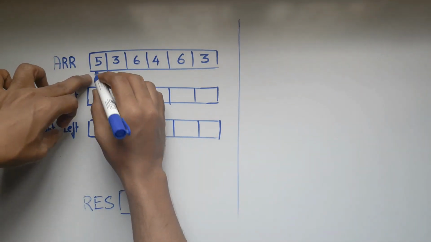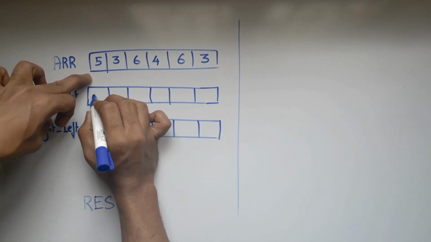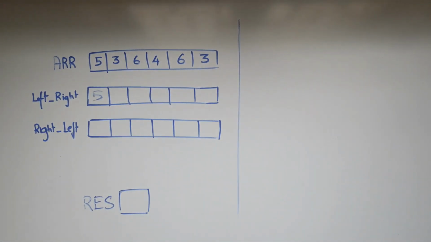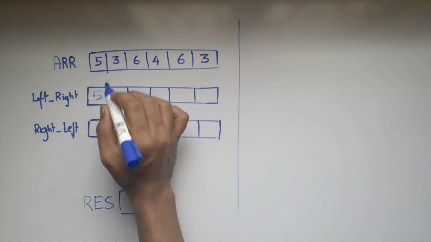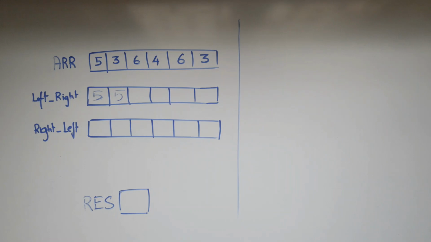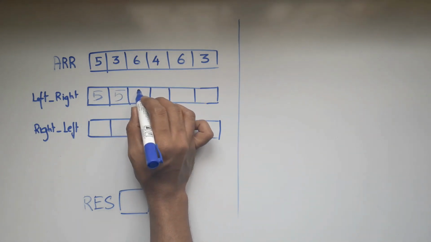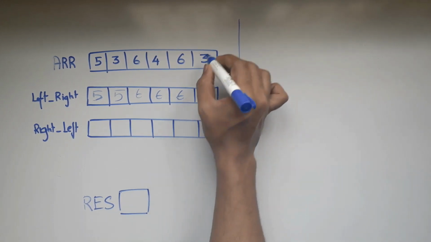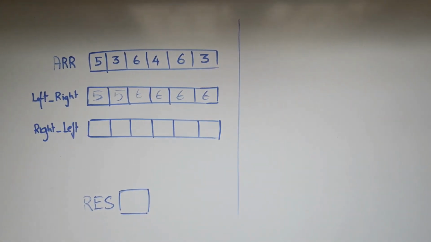So first case, in our first element, what is our largest element? Our largest element was 5. Now we can compare only with 5. Now in this case, 5 and 3, our largest element is again 5. If you compare it with 6, 5 and 6, the largest element is 6. 6 and 4, again 6. 6 and 6, again 6. 6 and 3, again 6. So from left to right, we'll write the maximum element.